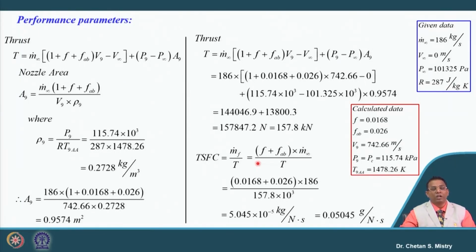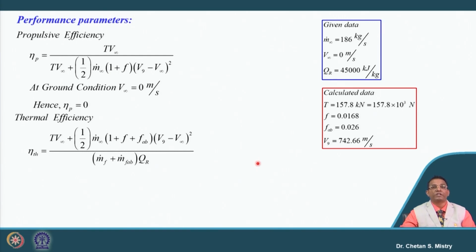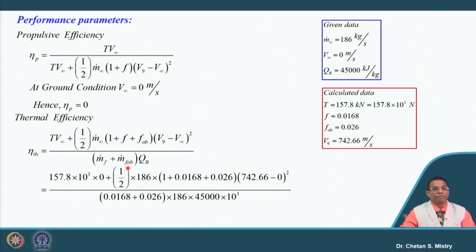Okay. Now, let us move towards the next step, which is to calculate the propulsive efficiency. We write the propulsive efficiency in terms of thrust into my free stream velocity. Here my velocity is 0, so my propulsive efficiency will be 0. The thermal efficiency we correlate in terms of kinetic energy, as well as thrust power T into V infinity divided by the amount of fuel we are inputting. If we put all these numbers, our efficiency comes to 14.93%.